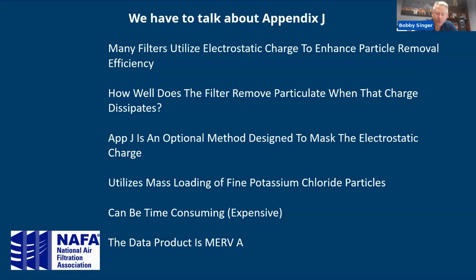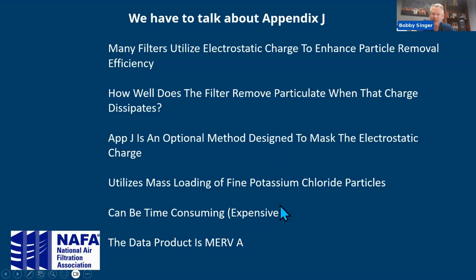So what we would do is run an efficiency measurement. Then we would expose the filter to these fine potassium chloride particles and then run another efficiency measurement. If the efficiency drops 2% or more in 2 consecutive size ranges, then we repeat that process. We keep repeating it until the efficiency does not drop.